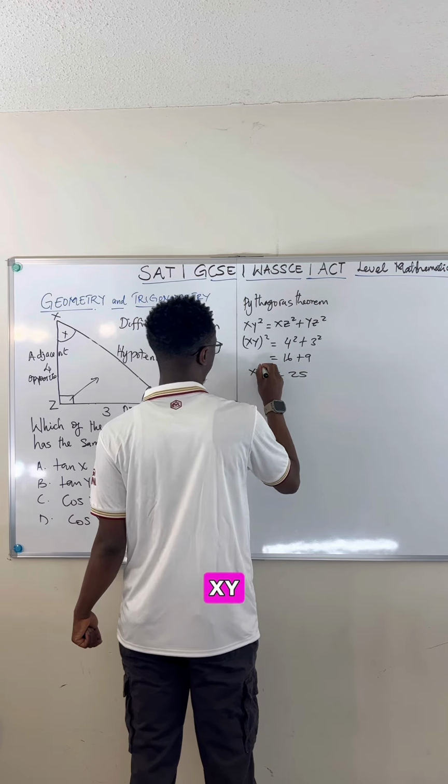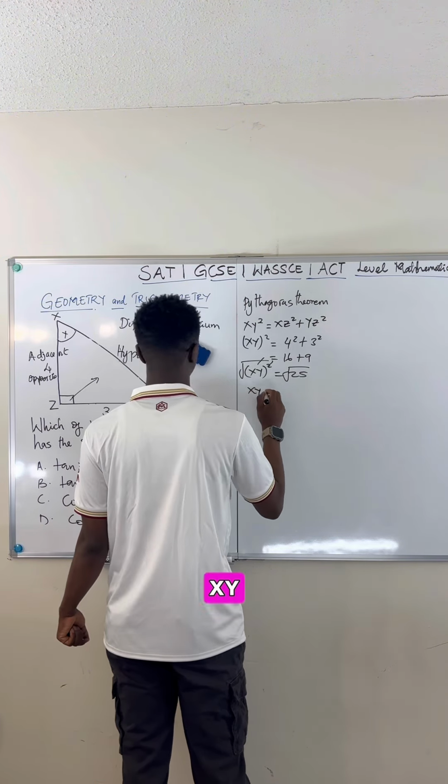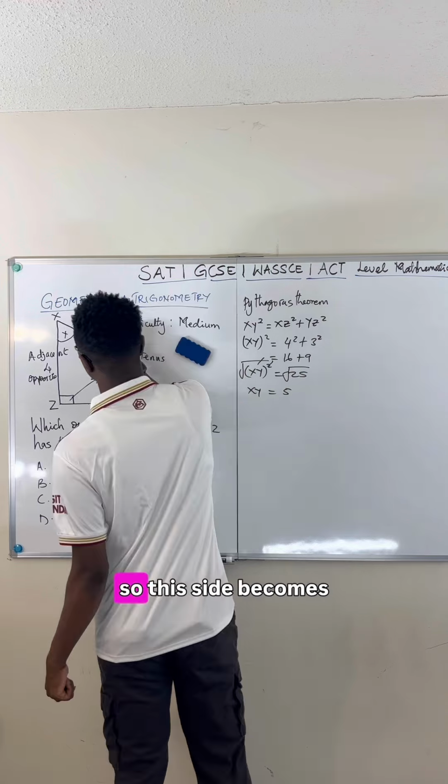So we have xy square equals 25. You take the square root of this, and this goes. So my xy equals the square root of this, which becomes 5. So this side becomes 5.